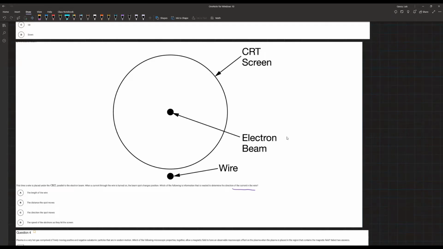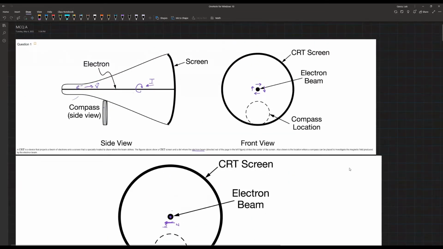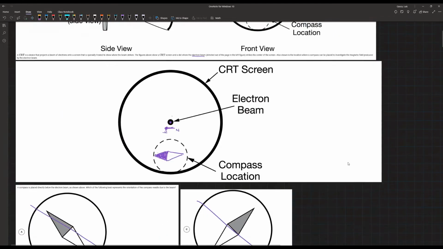So we have seen that wires can carry current. What they're telling us, based off of our first diagram, is that they placed a current carrying wire here, and they want to see which way this electron beam spot is going to move. Is it going to move up? Is it going to move down? Is it going to move stage right or stage left?